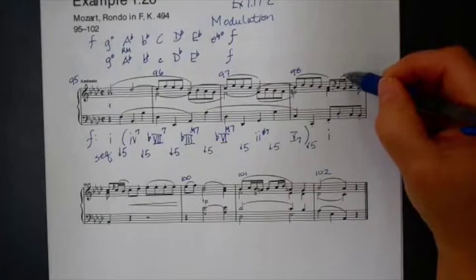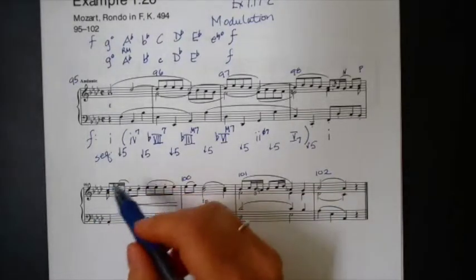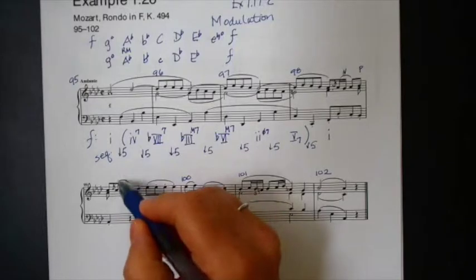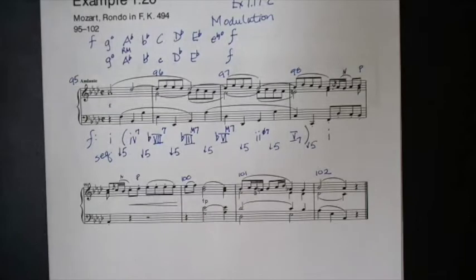So G is the lower neighbor to the A flat. B is the passing tone up to C. B flat is again our lower neighbor. And D flat is the passing tone up to E flat.